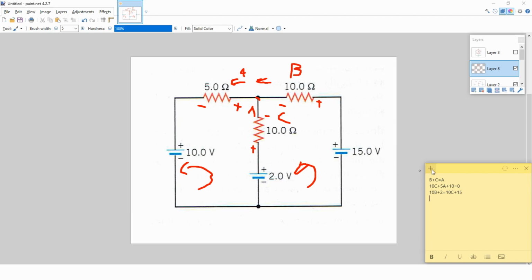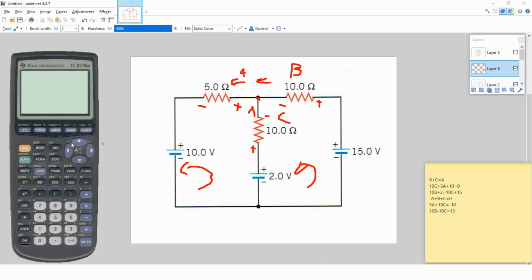We just restructure them again, leaving the constant on the right side. Negative A plus B plus C is equal to 0. 5A plus 10C is equal to negative 10. And we have 10B minus 10C is equal to 13. So we have our equations.